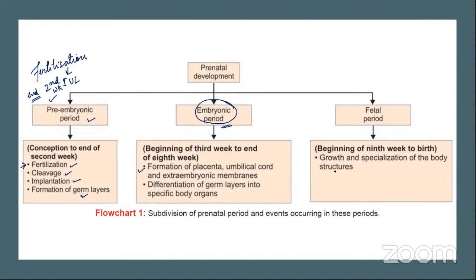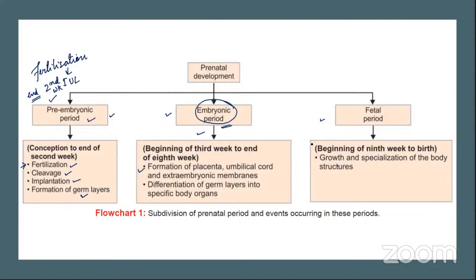So this is what you need to remember: the pre-embryonic period, the embryonic period, and the fetal period. In some of the question papers, they have asked about the pre-embryonic period, so you need to be very clear with this. Prenatal development is divided into 3: pre-embryonic, embryonic, and fetal. Right from conception to the end of the second week, it is pre-embryonic. From the beginning of the third week to the end of the 8th week, it is embryonic. And from the beginning of the 9th week till the time of birth, it is fetal. So this is about prenatal development.